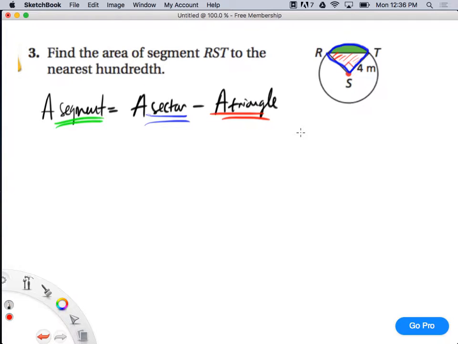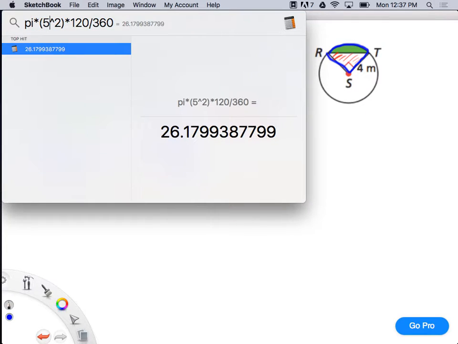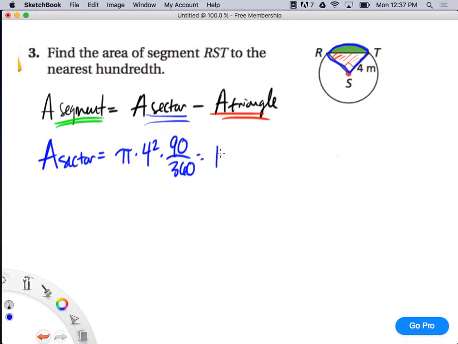Does that make sense? So how do I find the area of a sector? We just learned this. What's the area of the sector? Pi times 4 squared, good, times what's the angle? 90. It's 90 over 360, right? So it's pi times 4 squared times 90 over 360, which is 12.6. 12.6 square meters, you see? Any questions on that? That's how I find the area of the sector.